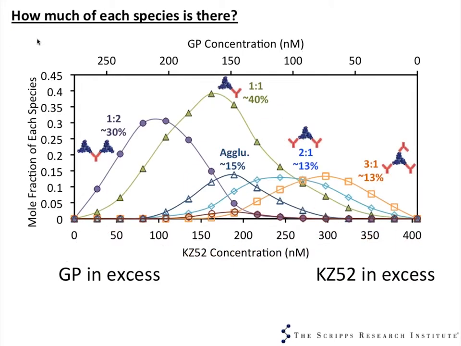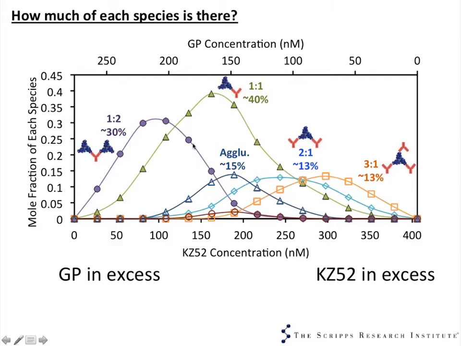So how much of each species is there? Unlike the 1H3 data set, where we saw only a scant amount of complexes that were not one-to-one complexes, we see a more normal distribution with the KZ52 antibody, where about 30% of the complexes formed are 1 to 2 associations, and about a quarter of that is the 2 antibodies or 3 antibodies binding to a GP trimer. Across the entire gradient, we see 1 to 1 complexes, and the agglutinated GP accounts for about 15%.